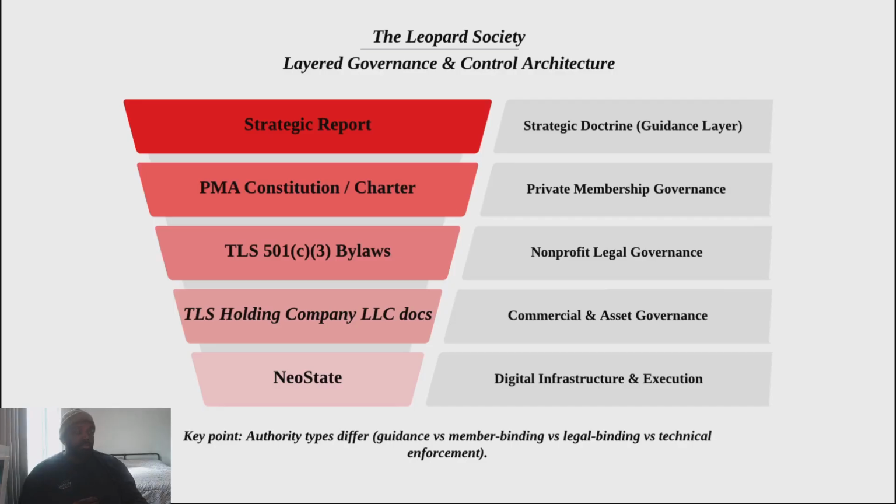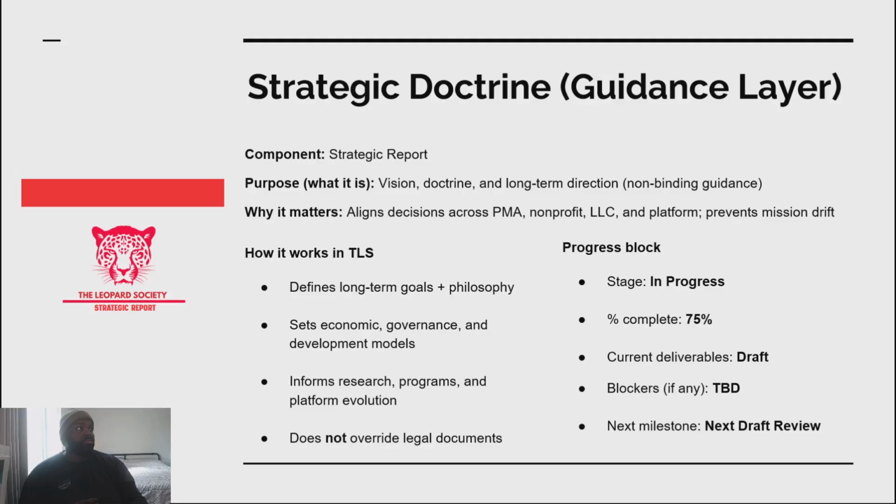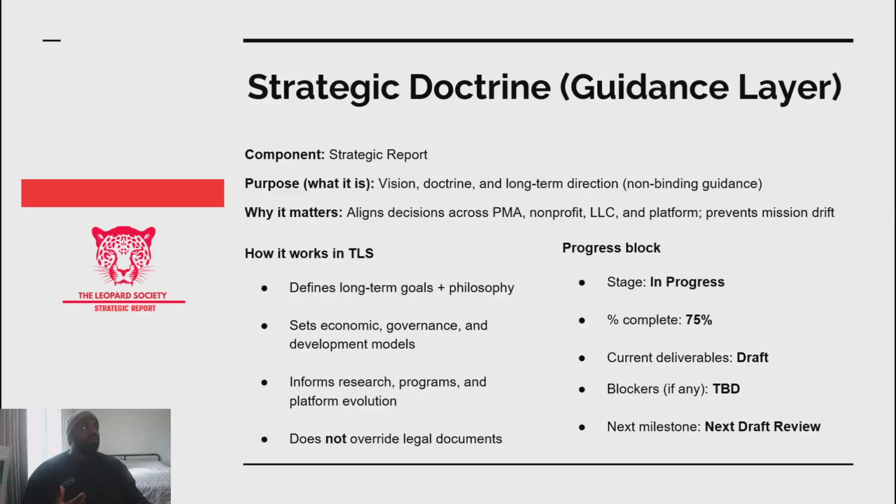Now, starting off with the first layer, which is the strategic doctrine guidance layer. For each layer we're going to go over, we're going to talk about the component, the purpose, why it matters, how it works for the Leopard Society, and the progress block for each different layer that we're on.